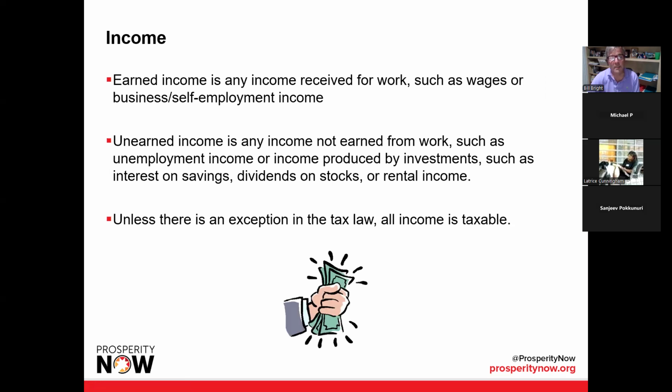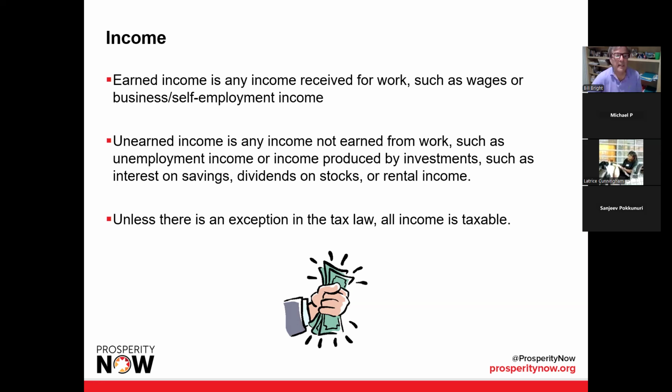Again, earned income is any income received from work, either from wages or self-employment income. Unearned income, which we don't see a lot of in VITA for obvious reasons, other than the unemployment, includes income that's thrown off from investments, such as savings accounts, dividends, sale of stock, rental income.